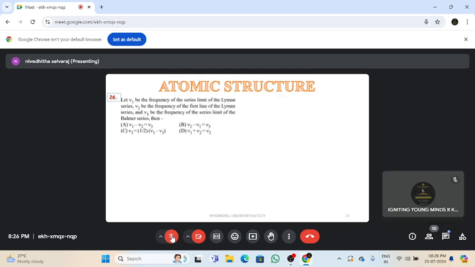Here, let nu1 be the frequency of the series limit of the Lyman series, nu2 be the frequency of the first line of Lyman series, and nu3 be the frequency of the series limit of the Balmer series. And they're asking us to find the relationship between nu1, nu2, and nu3. So this question is from hydrogen spectrum. So find the relationship between all the three frequencies.